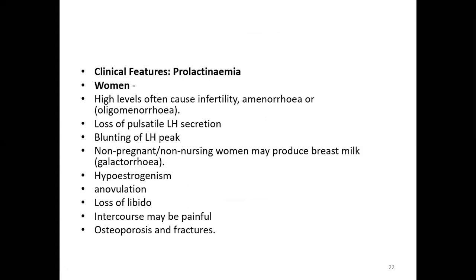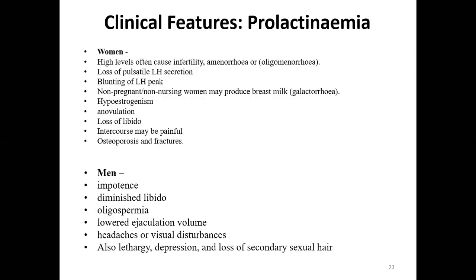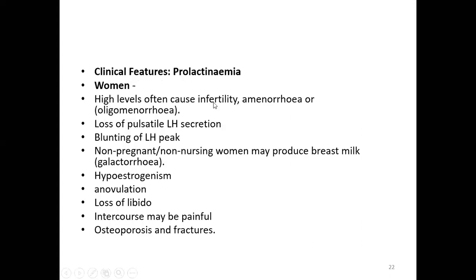Now, the clinical features, if you remember, I said that prolactin inhibits luteinizing hormone and then follicle stimulating hormone. So most of the complaints are going to be with infertility. Someone has menstrual problems, amenorrhea, oligomenorrhea. And then anovulation. Anovulation means that they cannot ovulate, and because of this anovulation, that causes the infertility.